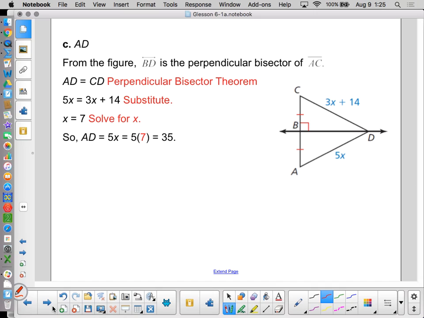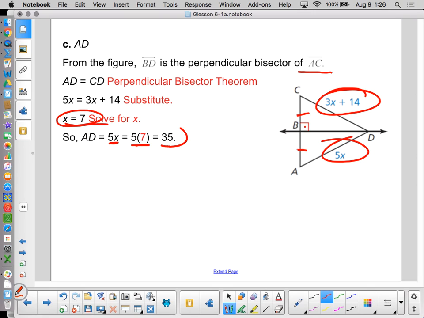What do we know? What's the relationship going to be between these two lengths? Are they going to add up to something? Are they equal to each other? What's going on? Well, since that is a perpendicular bisector, we know it's perpendicular from the right angle symbol. We know it's a bisector from the tick marks giving me the congruence. That means these two must be congruent. We set up and solve for x. X is 7. But that's not what the question's asking. The question is asking what's the length of AD. And AD is 5x or 5 times 7, which is 35.